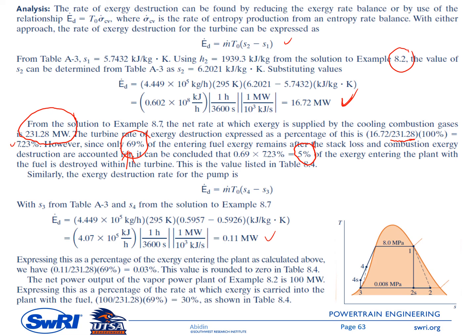Similarly, you can do the same thing for the pump. Then you will get, here the number is, let me check, 0.03%. This is the exergy destruction inside the pump, so it's pretty small. Okay, so it means we can assume that this is 0.